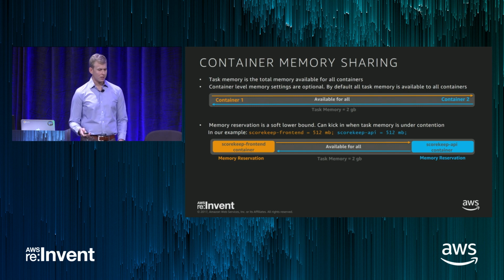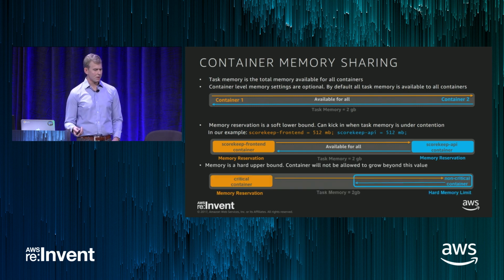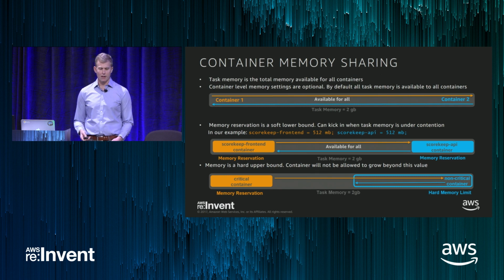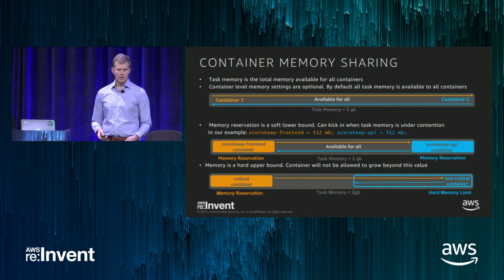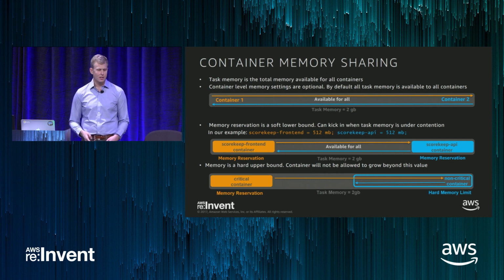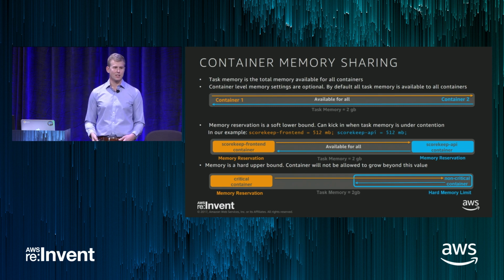The other container option that we have is memory. And memory, when specified at the container level, is similar to memory when specified at the task level. It serves as a hard upper bound where the container will be killed if it tries to go beyond this value. The typical use case you have here is that you have a non-essential container that, when packaged with your task, you would like for it to be killed rather than bringing down the entire task.